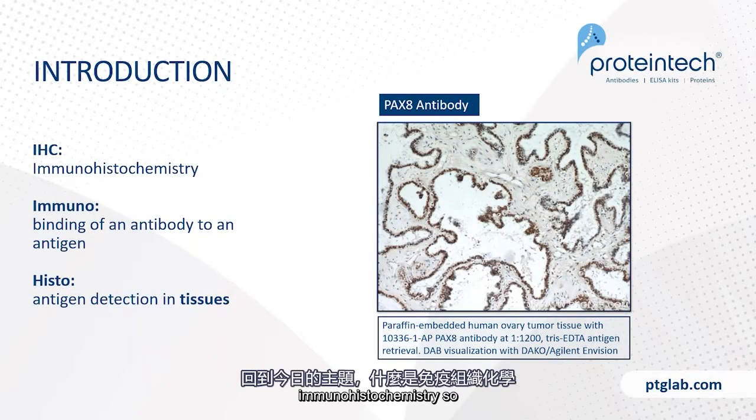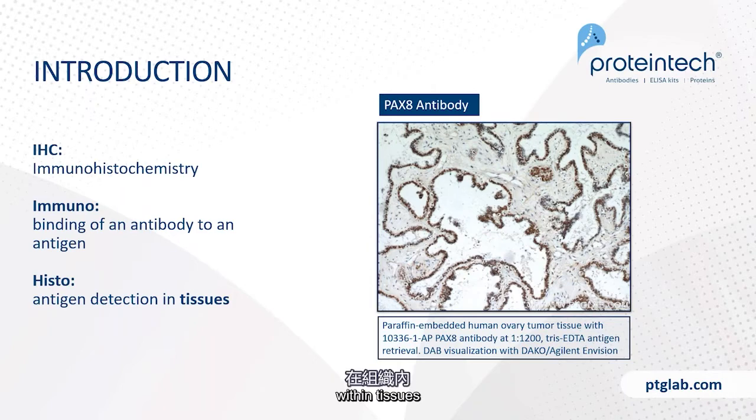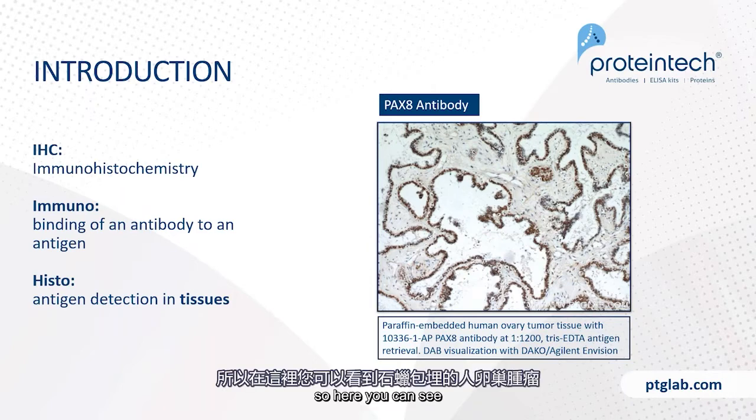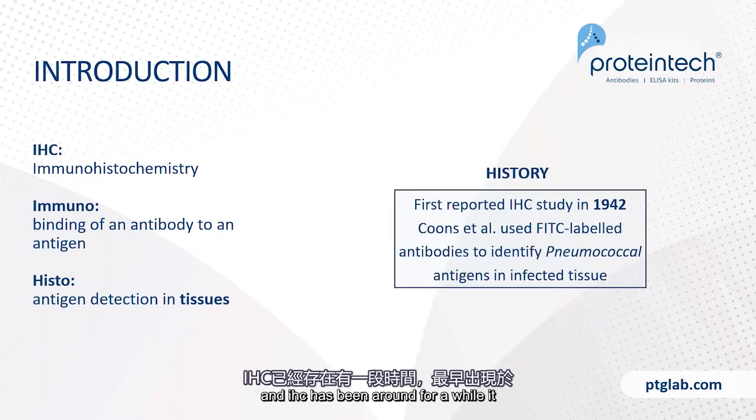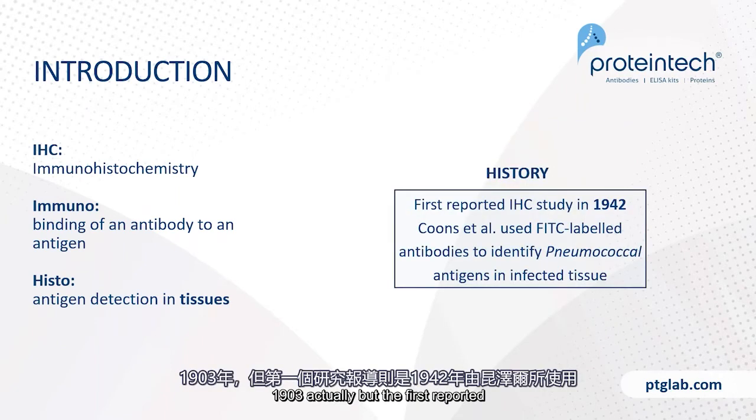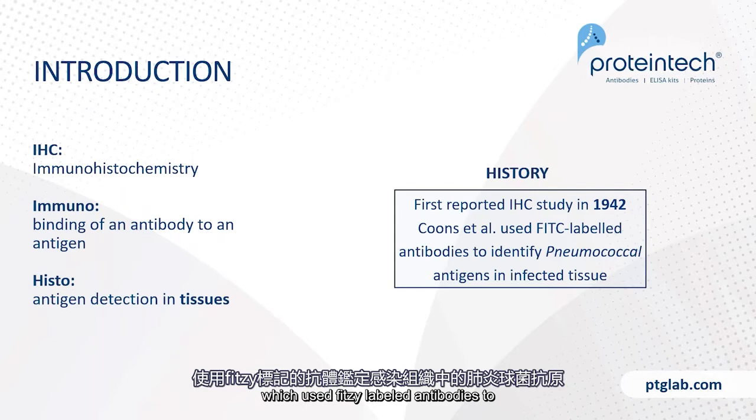What is immunohistochemistry? Immunohistochemistry simply refers to the binding of an antibody to an antigen within tissues. Here you can see a paraffin-embedded human ovary tumour tissue, which is stained for PAX8, which is a common tumour marker. And IHC has been around for a while. It was first described in 1903 actually, but the first reported study was by Kuhn et al. in 1942, which used FITC-labelled antibodies to identify pneumococcal antigens in infected tissue.